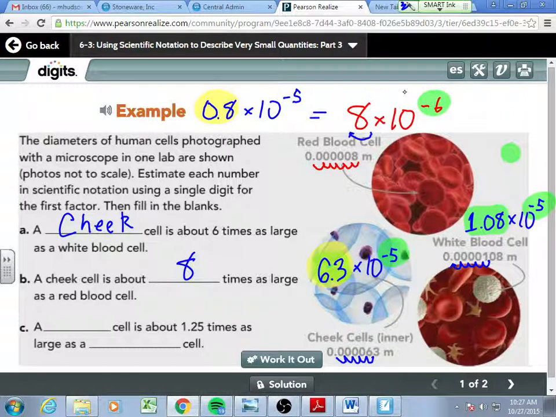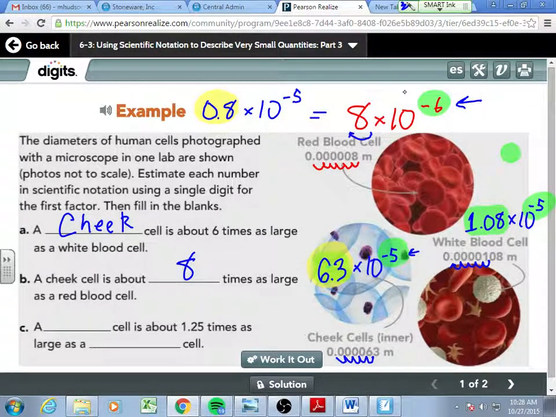Here's why I didn't leave the powers as they were. 10 to the negative 6 compared to 10 to the negative 5th gives me 10 times bigger. But 6.3 is less than 8, so I know it's going to be almost 10 times bigger, but not quite. So that's why we get 8 times bigger.